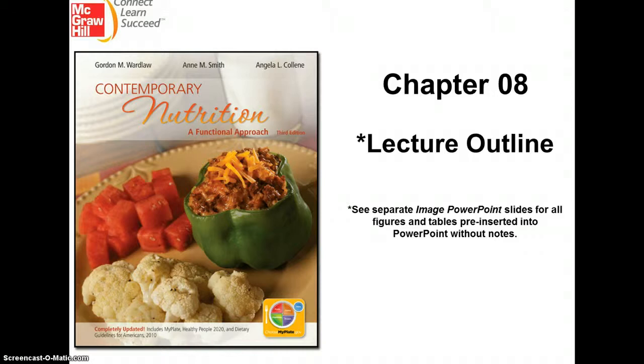This week in Chapter 8, it's an introductory chapter talking about micronutrients in general. A few things you want to remember about micronutrients, and the prefix micro gives it away, is that they're required in relatively small quantities by the human body. And the second big thing is that they do not themselves directly supply or provide energy.